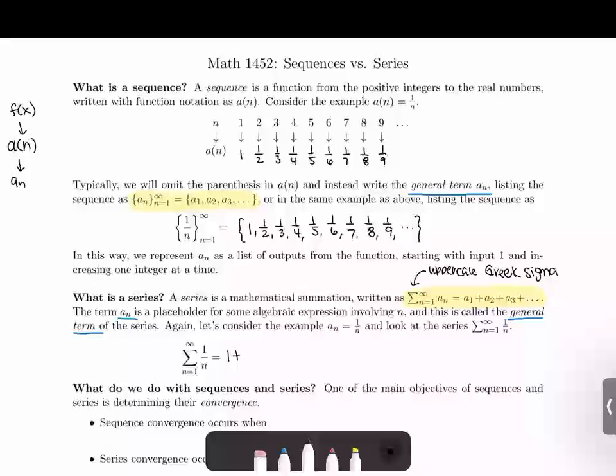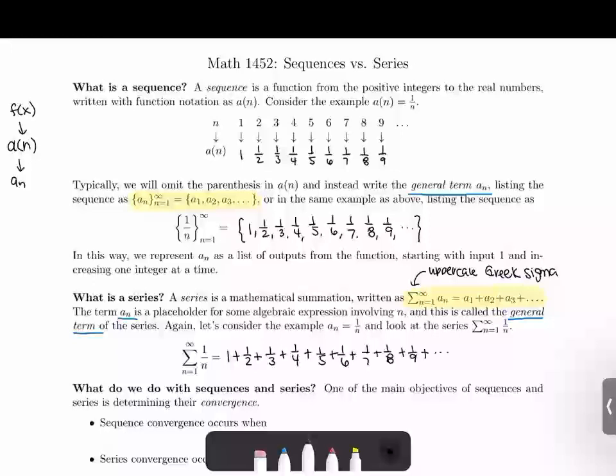When we plug in n equals 2, our term is 1/2. When we plug in n equals 3, our term is 1/3. When we plug in n equals 4, our term is 1/4, and then 1/5, 1/6, 1/7, 1/8, 1/9, and so on. And then again, we can put the dot, dot, dot to show there are more things that we're adding up here, but we're just not going to list them all.